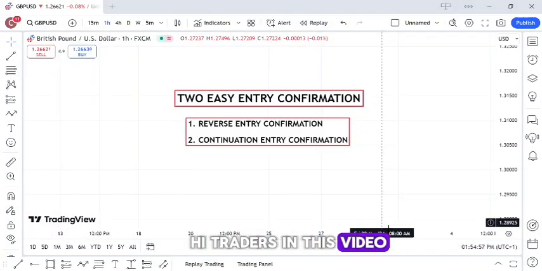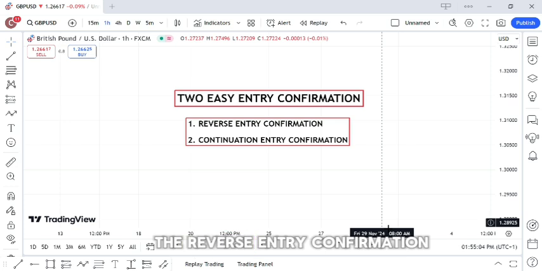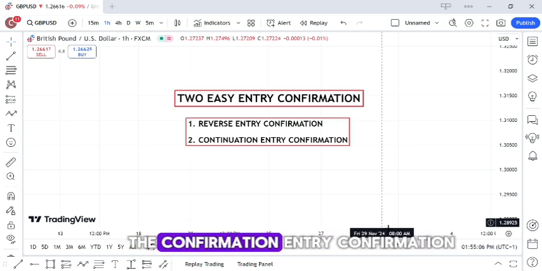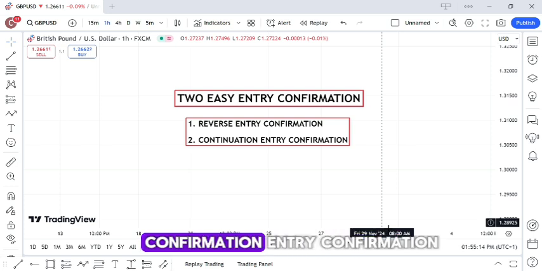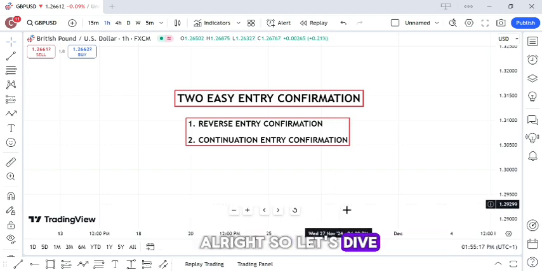Traders, in this video I'll show you two easy entry confirmations you can use with about an 80% win rate. Number one is the reverse entry confirmation, and number two is the continuation entry confirmation. In this part one video we'll talk extensively on the reverse entry confirmation, while in part two we'll talk about the continuation entry confirmation. Alright, so let's dive into the video.